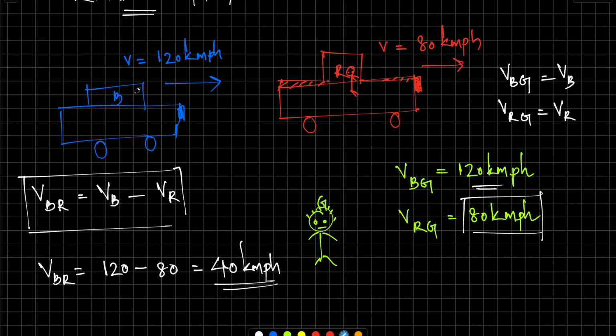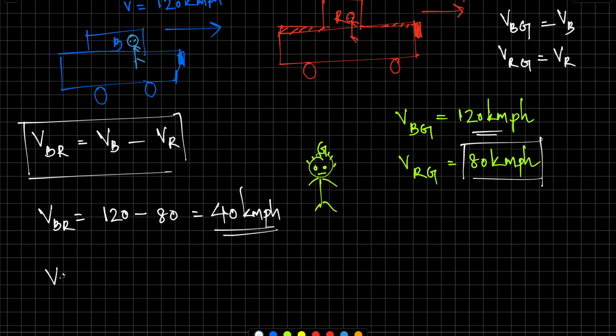Now imagine another person inside the blue car. He's watching the motion of the red car. We are finding the velocity of red car with respect to a person inside the blue car, or with respect to blue car. So VRB. How do you write the equation? VRB equals VR minus VB. VR is the velocity of red car with respect to ground, and VB is velocity of blue car with respect to ground. So VR is 80 and VB is 120. 80 minus 120 is minus 40 kilometers per hour.